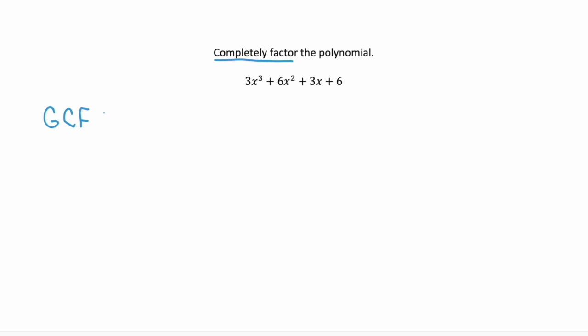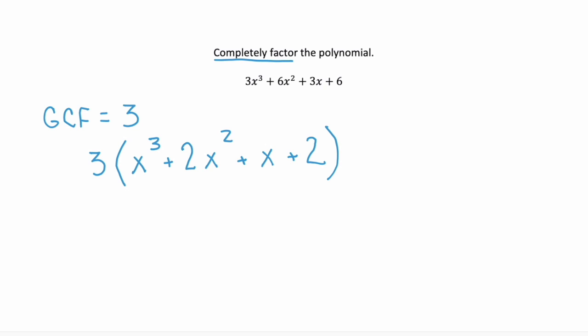We do. All four of these terms have a 3 in common. So our GCF is 3. And if we factor out that 3, we get the polynomial x cubed plus 2x squared plus x plus 2.